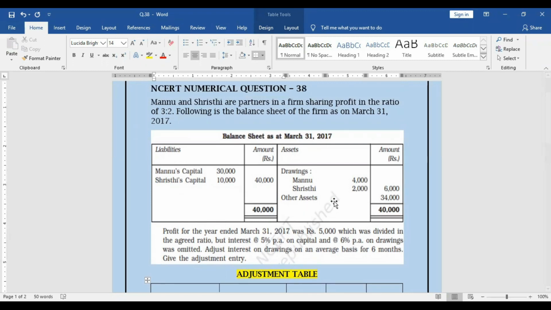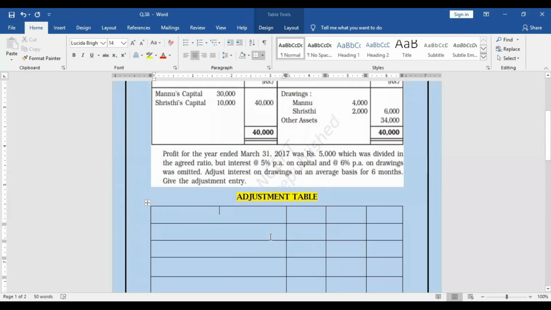Since it is a past adjustment question, past adjustment means we have to correct the mistakes done by the people. Here the mistake committed is that the profit was distributed to the partners without interest on capital appropriation and without the interest on drawings charge. So the first step is to prepare the adjustment table where interest on capital is omitted.